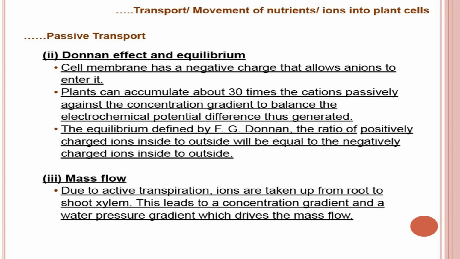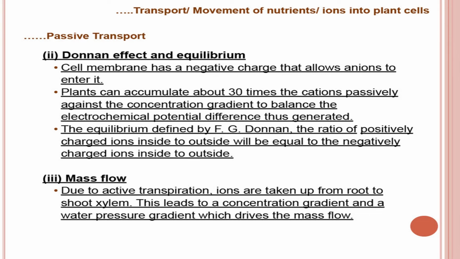Number two, it is also a kind of passive transport: the Donnan effect and equilibrium. The cell membrane has a negative charge that allows anions to enter it. Plants can accumulate about 30 times the cations passively against the concentration gradient to balance the electrochemical potential difference that has been generated.